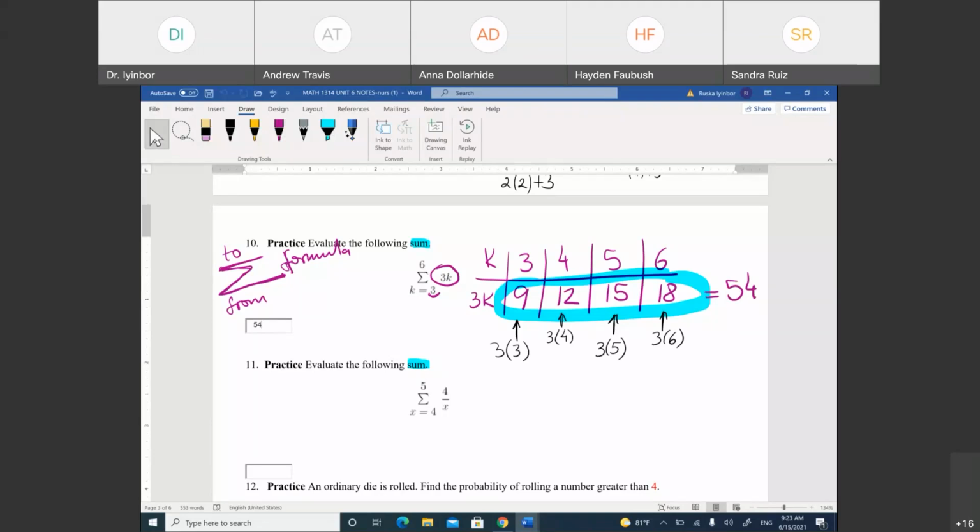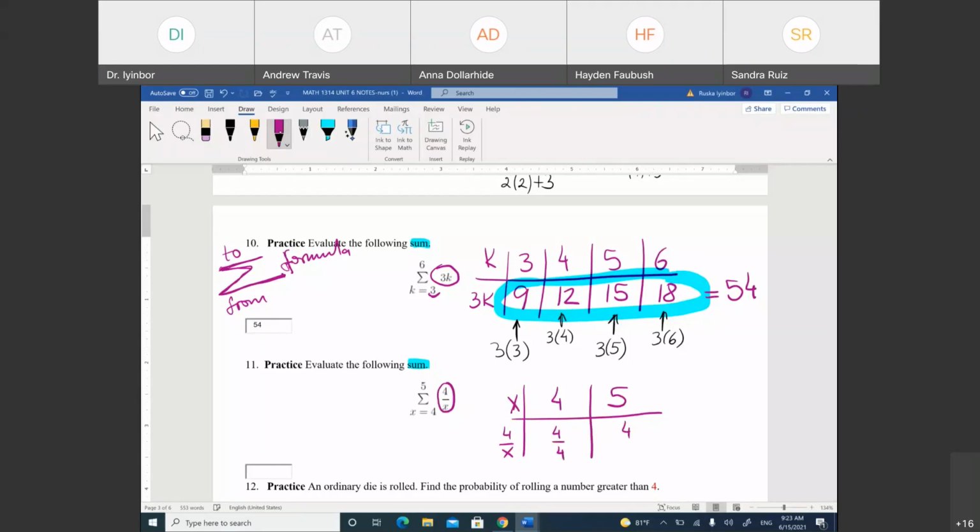The next one is the same way. So here we have, again, I can make this little table. Now, this is my formula, 4 over x. Now, instead of k, you have x, but still the same idea. It's changing from 4 to 5, so you have only 2 numbers to add. So here you're going to have x instead of k, and the formula is 4 over x. And the numbers you're going to add is 4 and 5 only. X is 4 and 5. So when I replace x with 4, it's going to be 4 over 4. And this is 4 over 5, right?